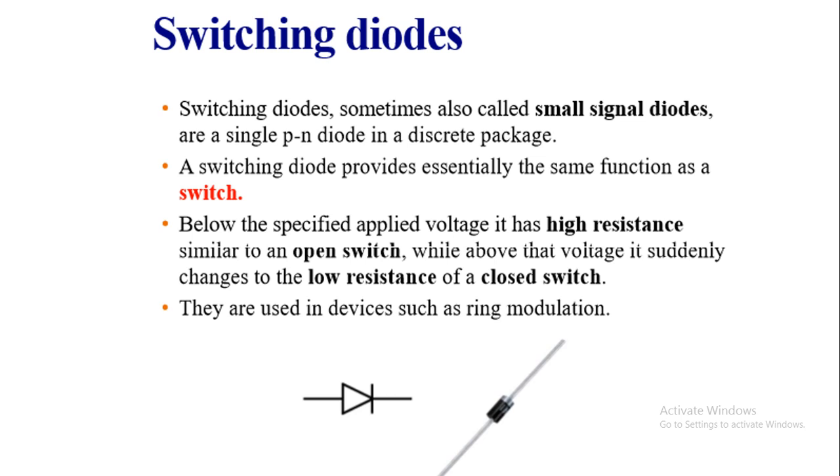It is a switch. Below the specified applied voltage, it has high resistance, similar to an open switch, like an open switch with very high resistance. While above the voltage, it suddenly changes to the low resistance of a closed switch, as a shunt. So it's either open with high resistance, or it acts as a closed switch with low resistance and passes all current. They are used in devices such as ring modulation, and the symbol is like this, and in real life like the picture on the right.